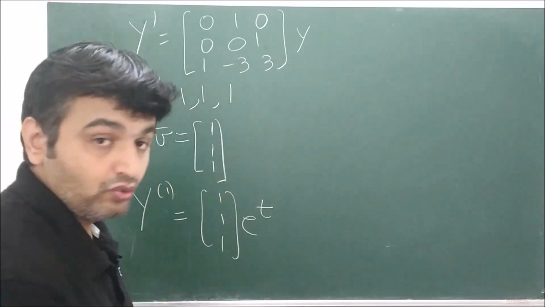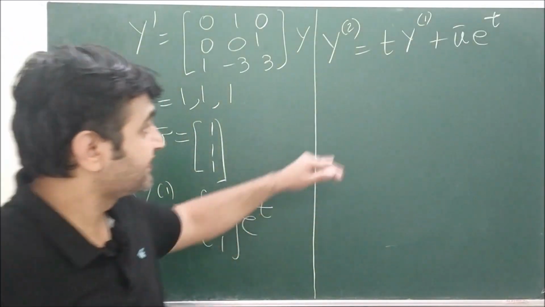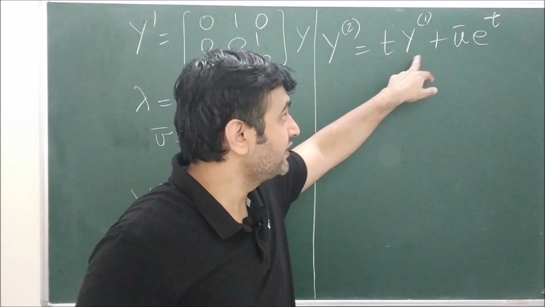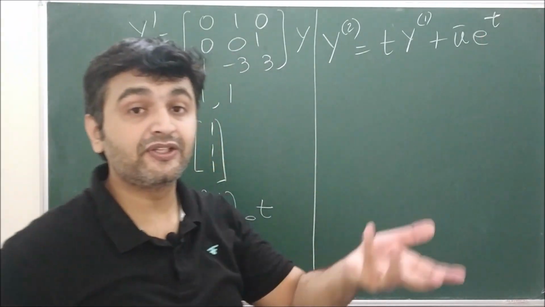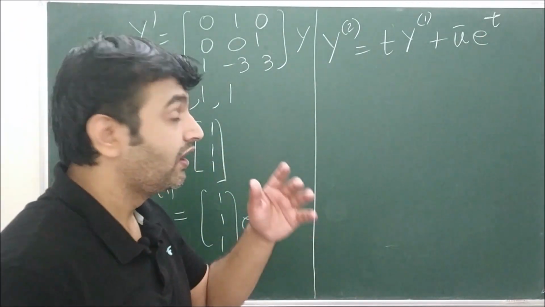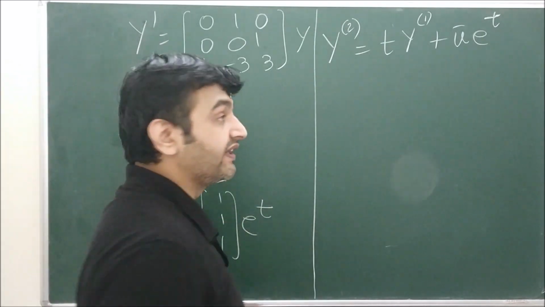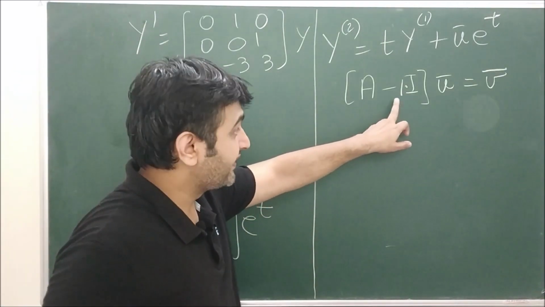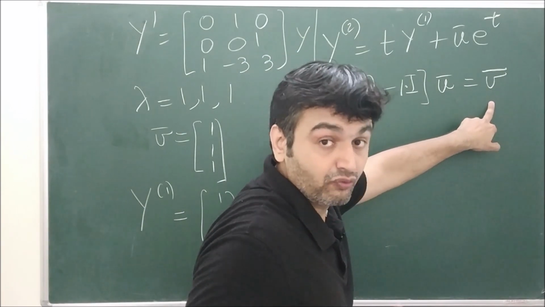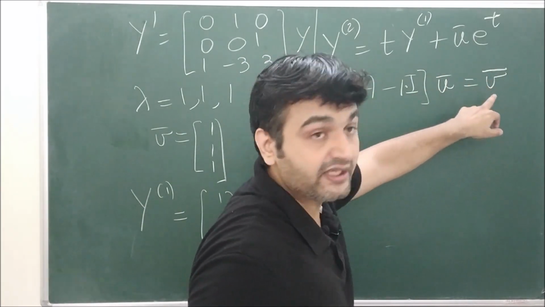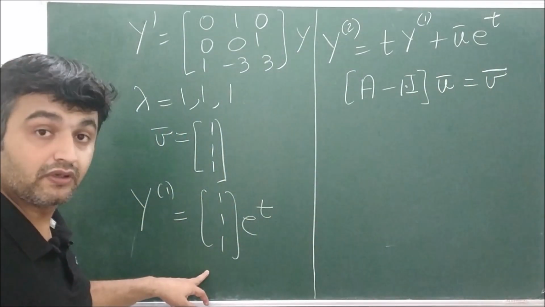Now what will be my y2? As I told you for the 2 cross 2 case, the same thing. My y2 will be t times y1 plus u bar into e raised to t. What is my u bar? It is the generalized eigenvector, which can be obtained by solving (A minus lambda I) u bar equal to v bar, where lambda is 1. You won't take 0. If you want to find u bar, you will take it equal to v bar. What is v bar? (1, 1, 1) you can take.